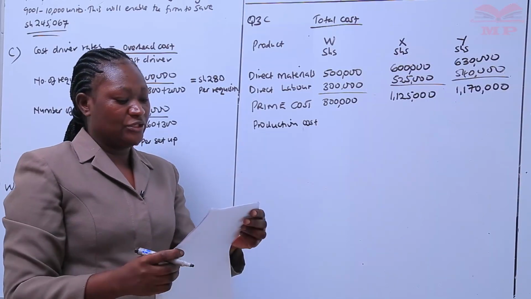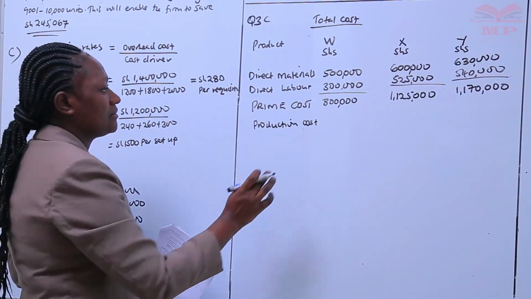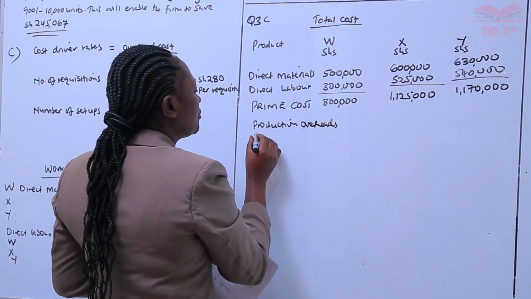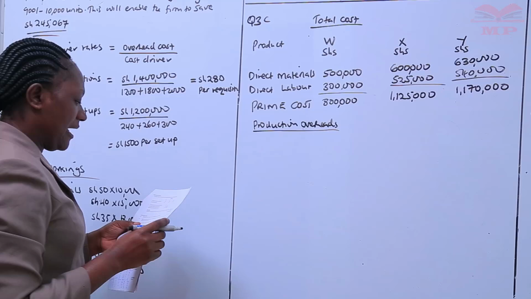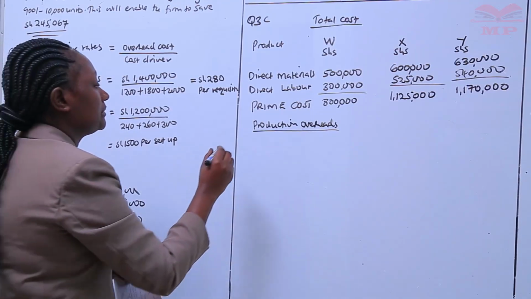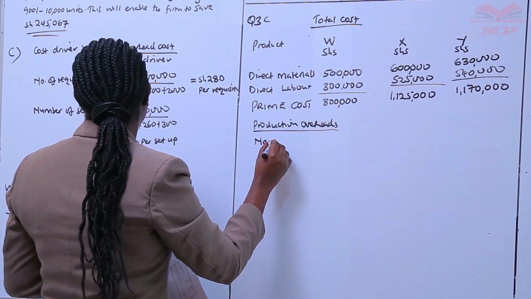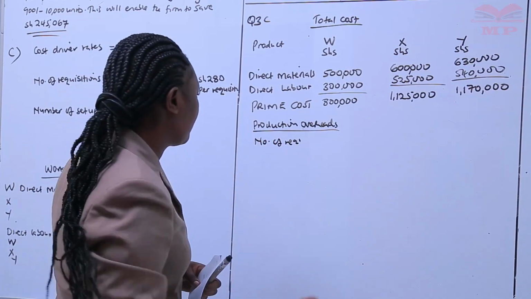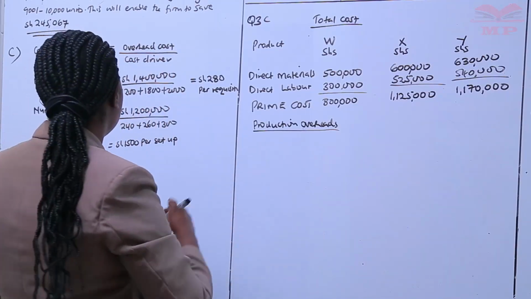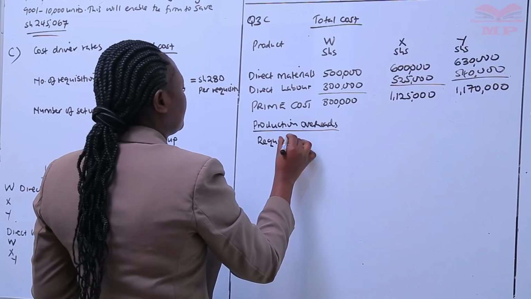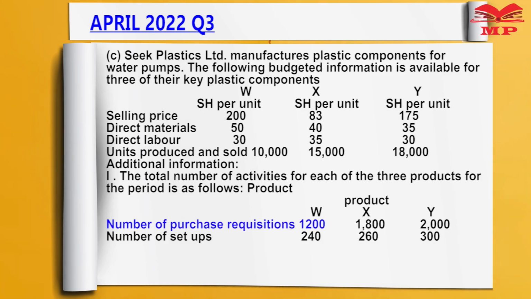So according to the question, we are using ABC. I can use production overheads. So the production overheads that we have are based on the number of requisitions. I'll just write requisitions. It's based on requisitions. And number of setups. So we are beginning with the requisitions.